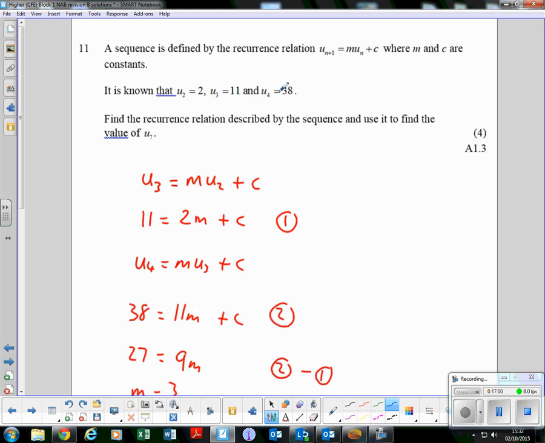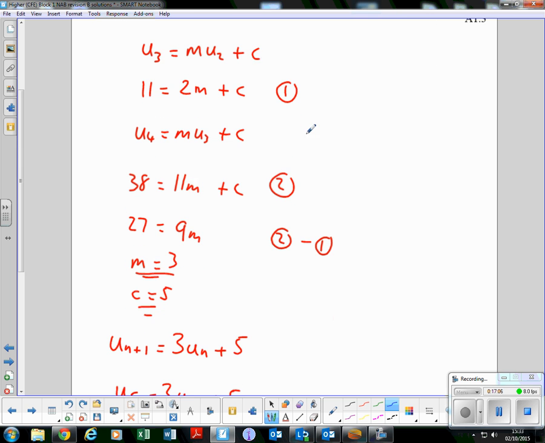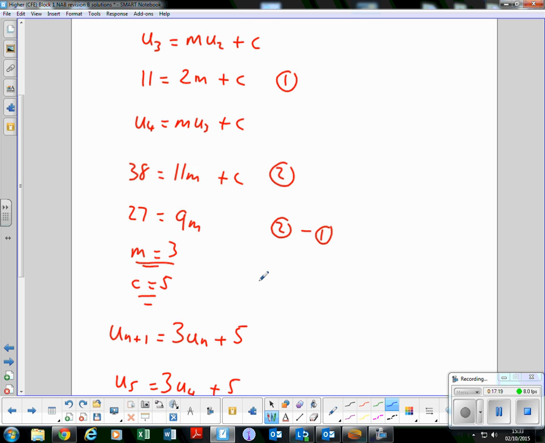u3 and u4 are also consecutive terms. Substitute those values in as well. Once we do that, we have a pair of simultaneous equations. Do equation 2 subtract equation 1. Note, if we do equation 1 subtract equation 2, we'll get negative numbers. Not quite as nice. You want to avoid any silly mistakes, and the best way to do that is keep the numbers positive.